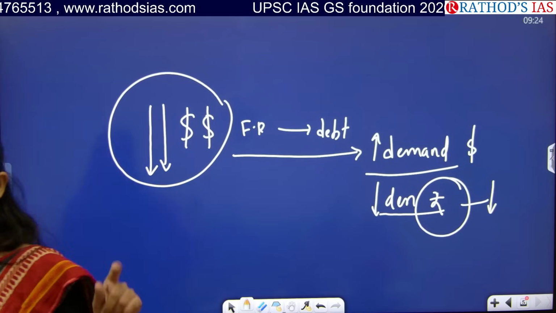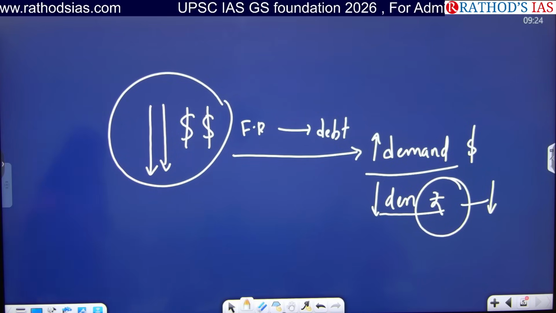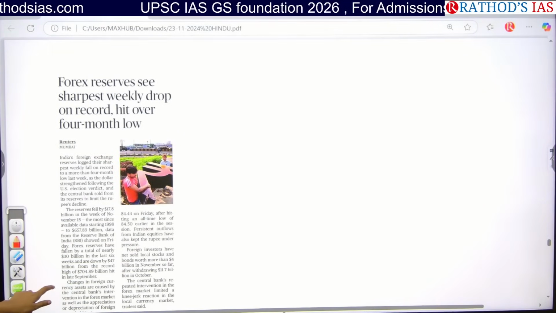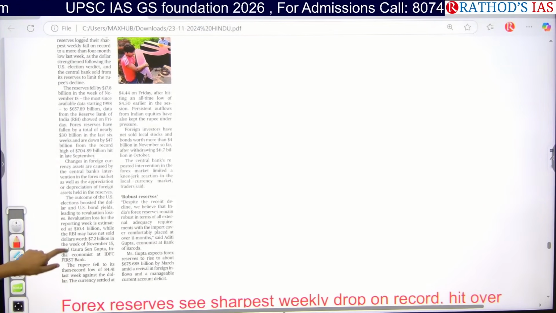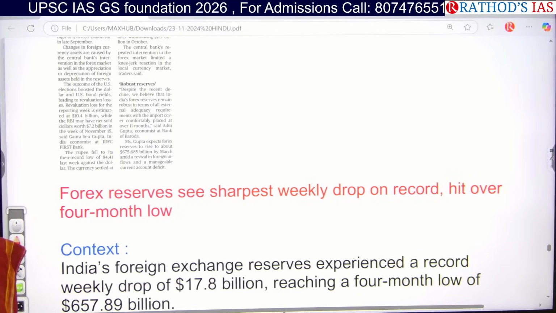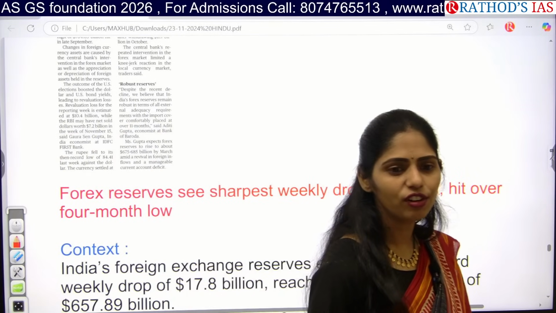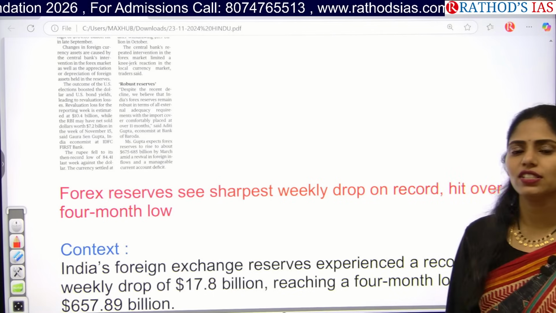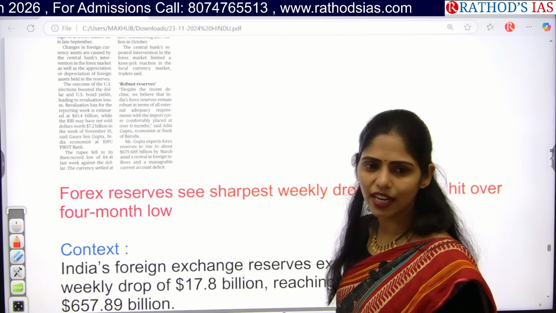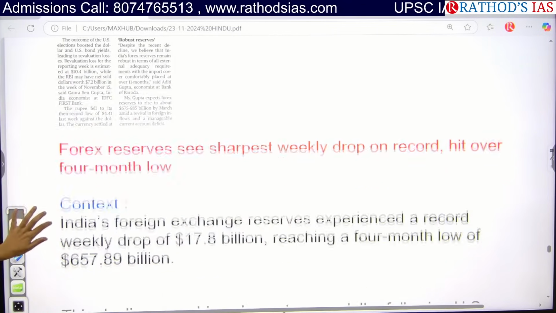So what is the value of $1 in rupees now? 90, 80, 84, 84.5, I guess. Yeah, 84.5. So whenever there is decreasing of forex reserves, what happens? There is decrease in the value of Indian rupee. And whenever there is decreasing of forex reserves, even that will lead to trade deficit. Okay, now let us see here.